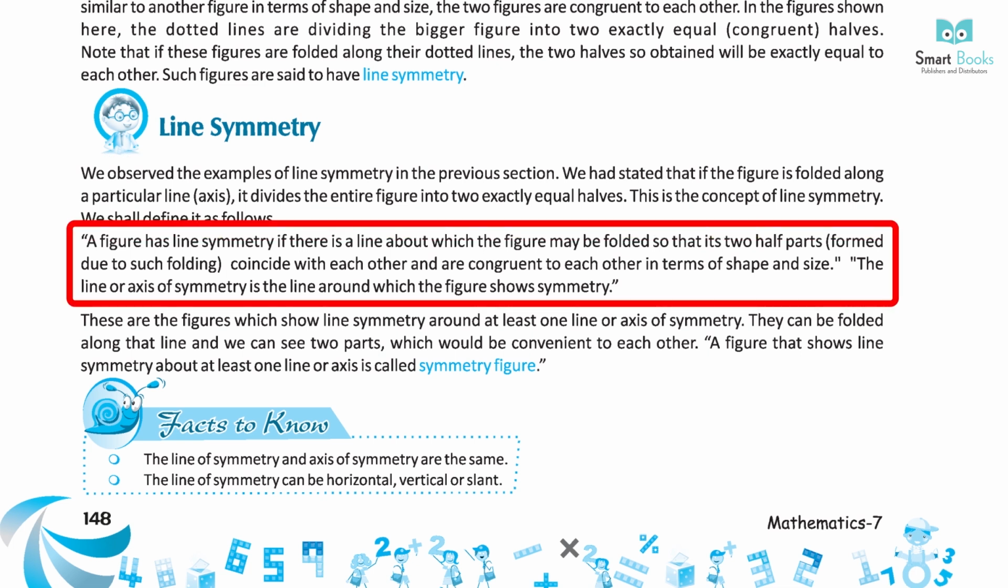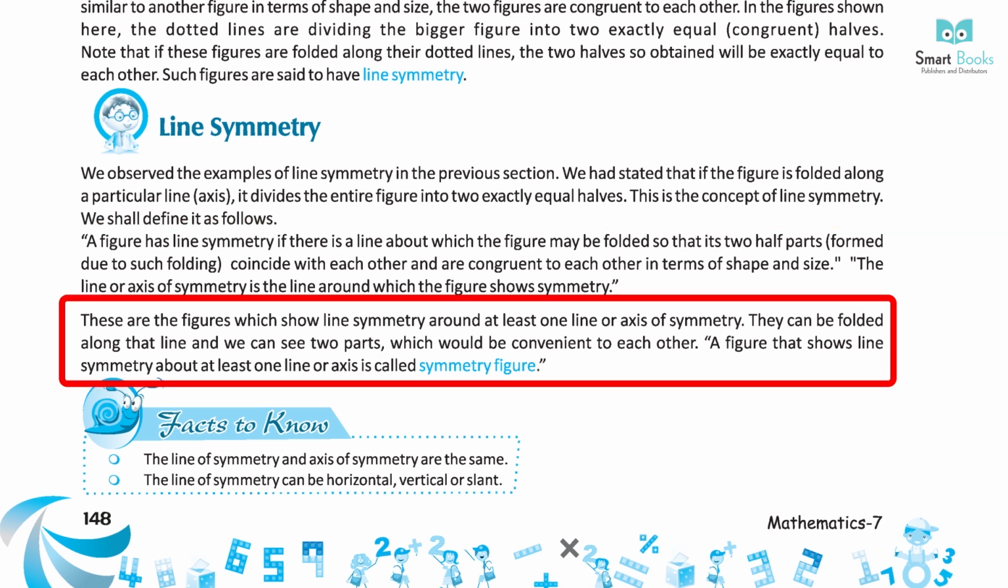A figure has line symmetry if there is a line about which the figure may be folded so that its two half parts formed due to such folding coincide with each other and are congruent to each other in terms of shape and size. The line or axis of symmetry is the line around which the figure shows symmetry. These are the figures which show line symmetry around at least one line or axis of symmetry. They can be folded along that line and we can see two parts which would be congruent to each other. A figure that shows line symmetry about at least one line or axis is called a symmetric figure.